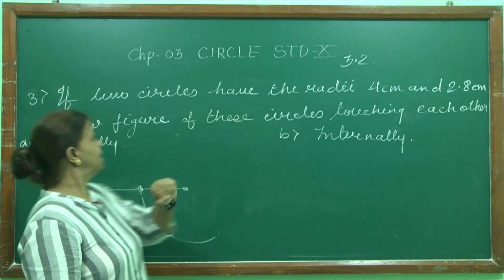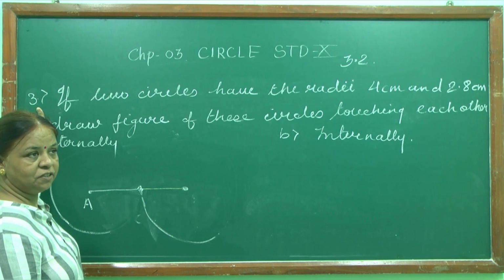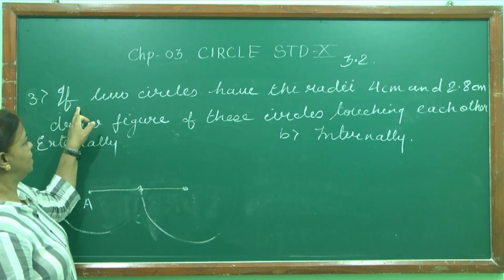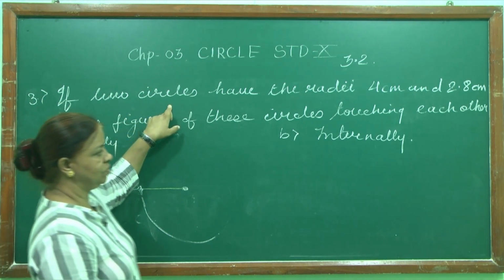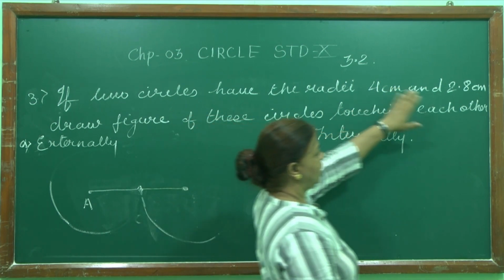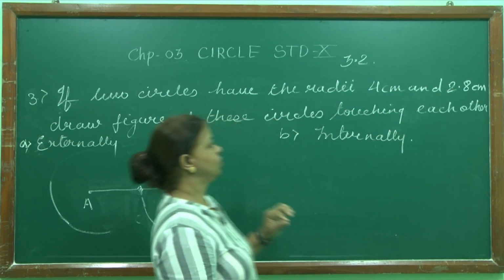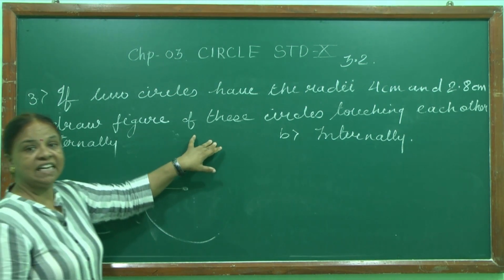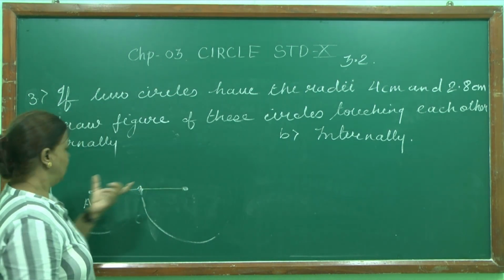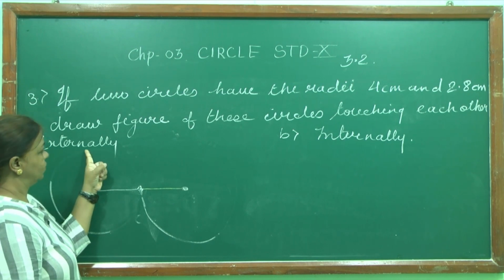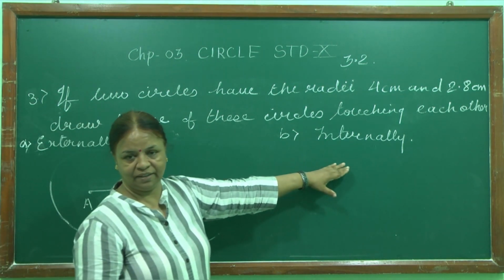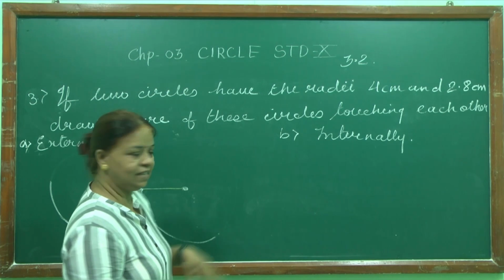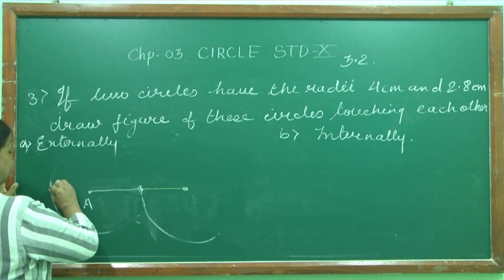Now 3.2 exercise, question number 3, children. Question number 3 says if two circles have the radii 4 centimeter and 2.8 centimeter, we need to draw the figure of these two circles when they touch each other externally and internally. So externally, let me draw the figure externally.